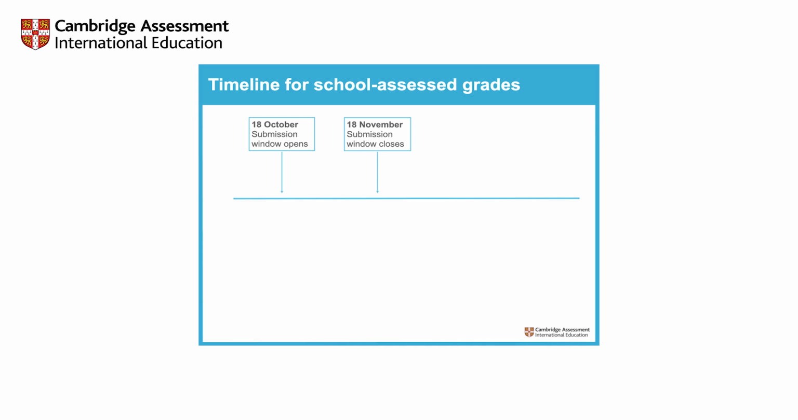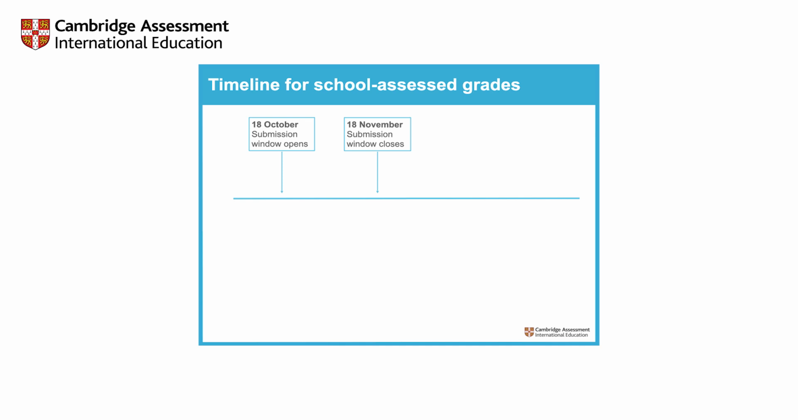The grade submission system will open on Monday, 18th of October and remain open until Thursday, 18th November 2021. In this time, you need to allocate school-assessed grades to all your candidates that have entries. If you need information on how to do this, please see our website where you can find lots of support and guidance.